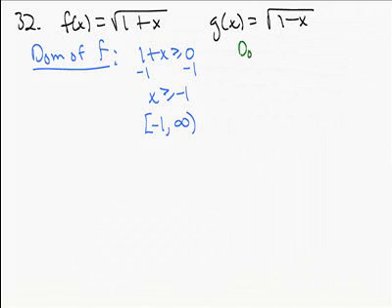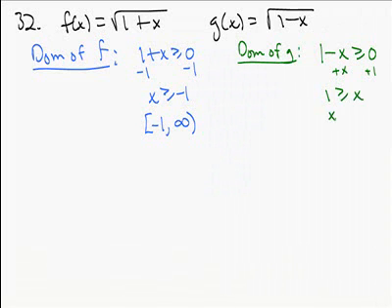Let's look at the domain of g. Here we have a similar situation. We have a square root, and so we need to make sure that what we're taking the square root of is always positive. Here, let's go ahead and add x to both sides, and we get that 1 is greater than or equal to x, or x is less than or equal to 1. In interval notation, that's everything from negative infinity on up to and including 1.